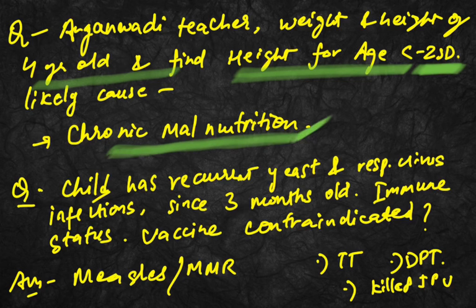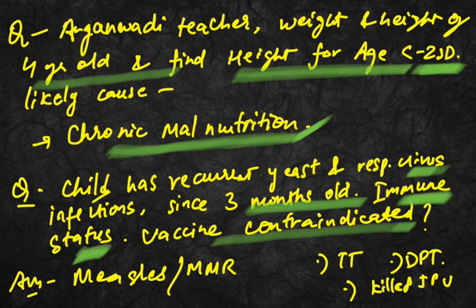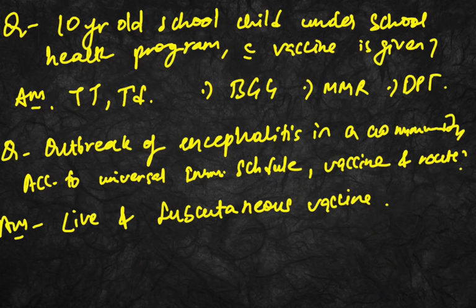Now, a child has recurrent yeast and respiratory infections and sinus infections since 3 months of age. From this, the immune status can be assessed as almost immunocompromised. So which vaccine is contraindicated? Measles and MMR are live vaccines. All the live vaccines are contraindicated, and TT and DPT can be given.